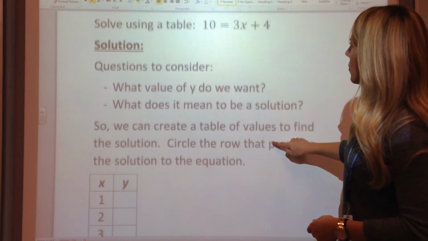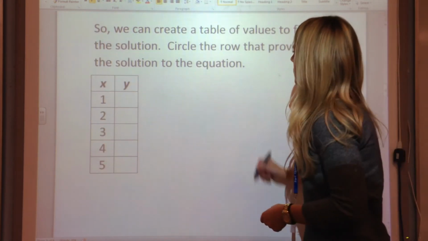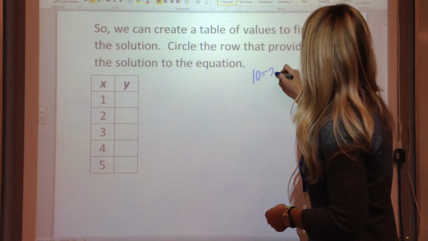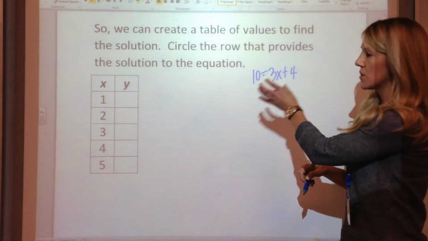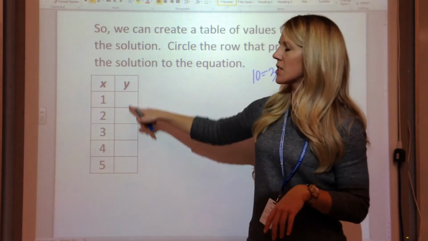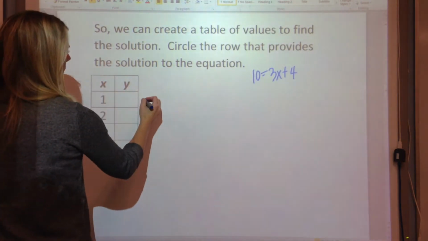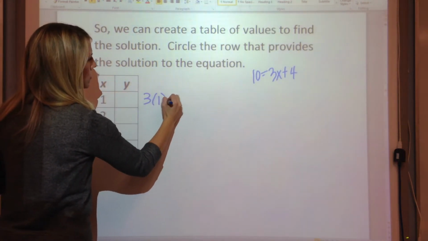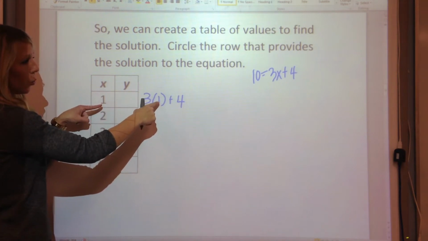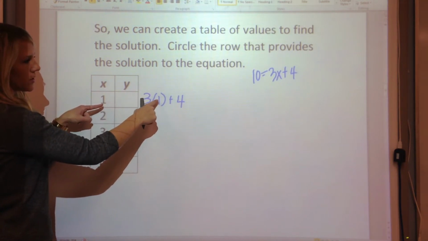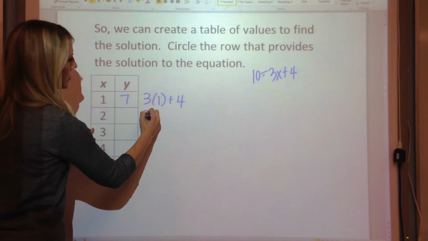So let me come back up here. What was it? 10 equals 3x plus 4. So I'm going to just jot that off to the side. 10 equals 3x plus 4. Okay, so I'm going to take those x values and plug them in here and see what my y value is. So when x equals 1, what do I get? So we have 3 times 1 plus 4. So I'm just substituting the x value in. 1, I sub it in for x. So 3 times 1 is 3 plus 4, I get 7. Then I want to substitute 2 in for x.